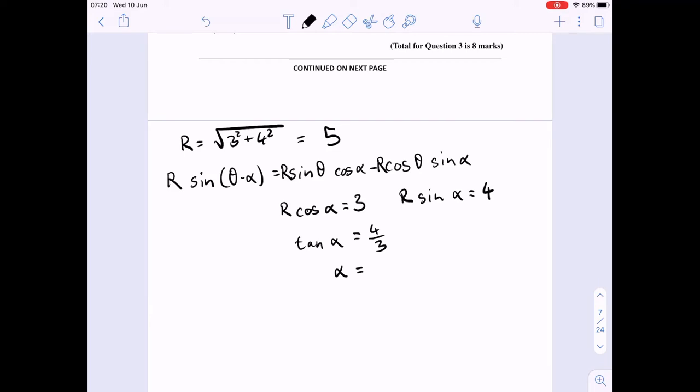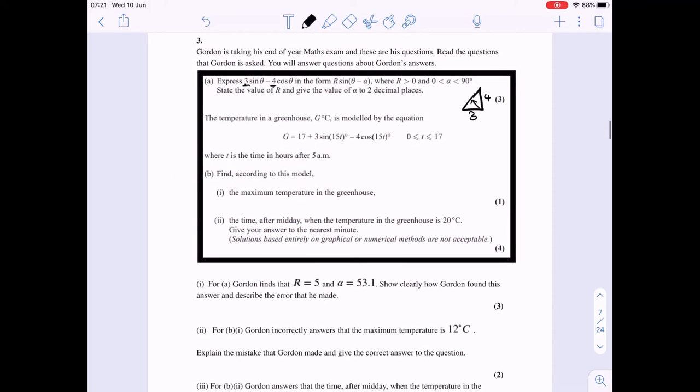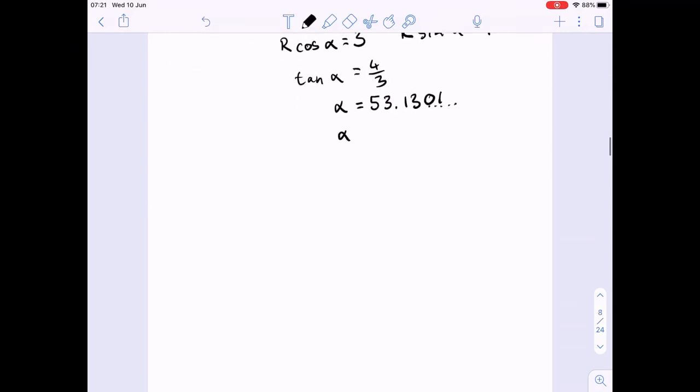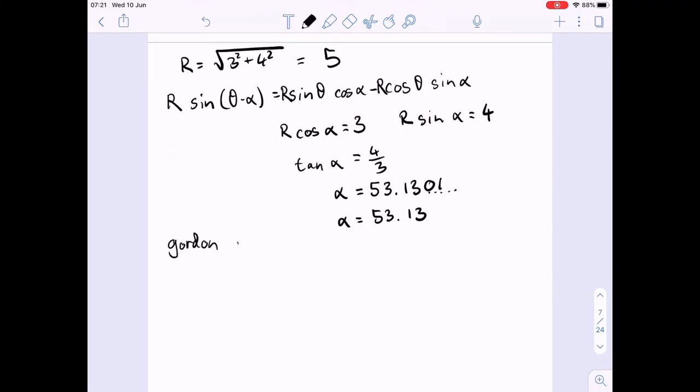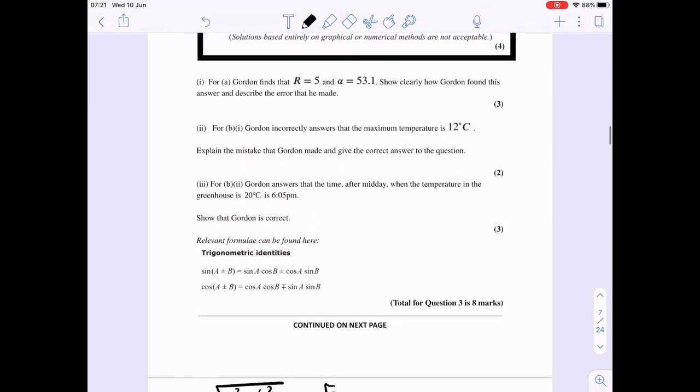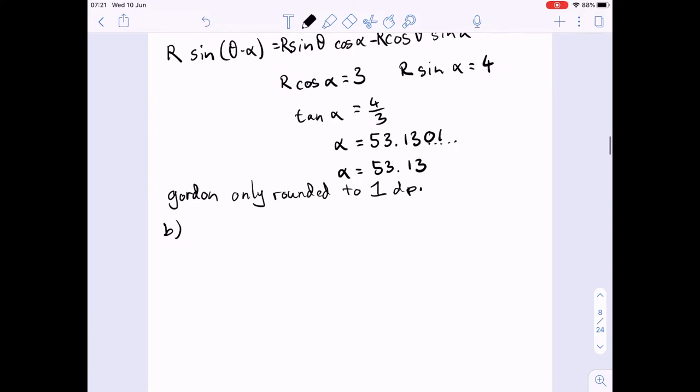What does it come to? Let's just have a quick look on my calculator. This comes to 53.13... In fact, shift tan 4 over 3. You get a few more, you get 0.1... So this actually looks good with Gordon's answer. But let's just read the question again. It says, state the value of r and give the value of alpha to two decimal places. So alpha is 53.13. So the mistake Gordon made was Gordon only rounded to 1 dp. Okay, let's have a look at b. Well, in fact, it's not b, it's part 2, isn't it?